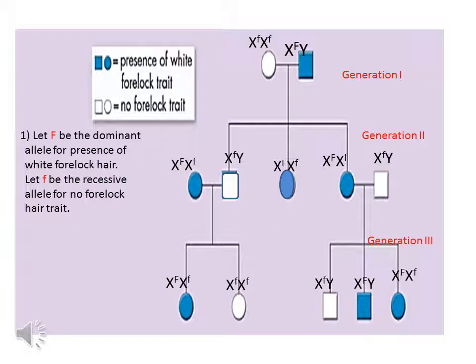The male unshaded is X^f Y, just like his father. The other male will take the dominant allele from his mother, X^F Y, and the last girl will share an allele from both parents, X^F X^f.